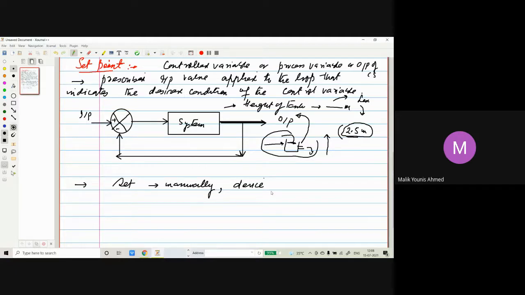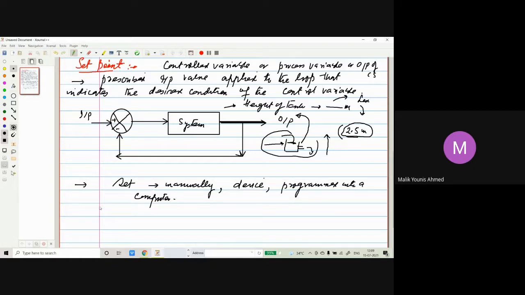So it can be set by using a device, that can be an electronic device, or it can also be done by programming it into a computer, like we do in big processes in oil and gas, chemical plants, petrochemical plants. We use a big DCS system, a distributed control system, where we program the set point in the computer, and we monitor all those activities there, so that our process fluid should not go beyond the set point. So these are all things which come under the set point.